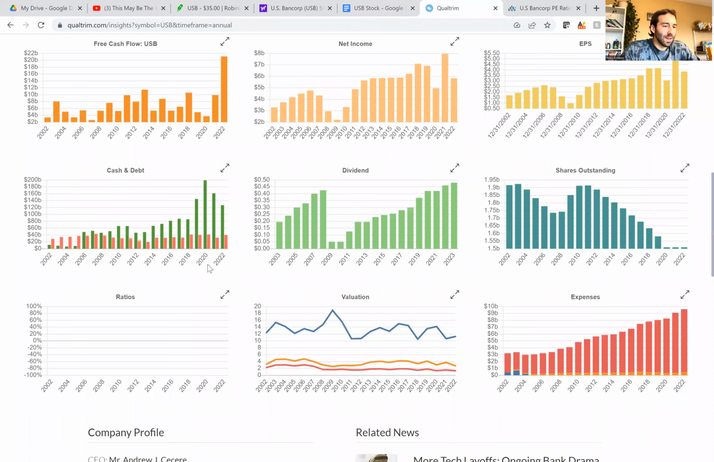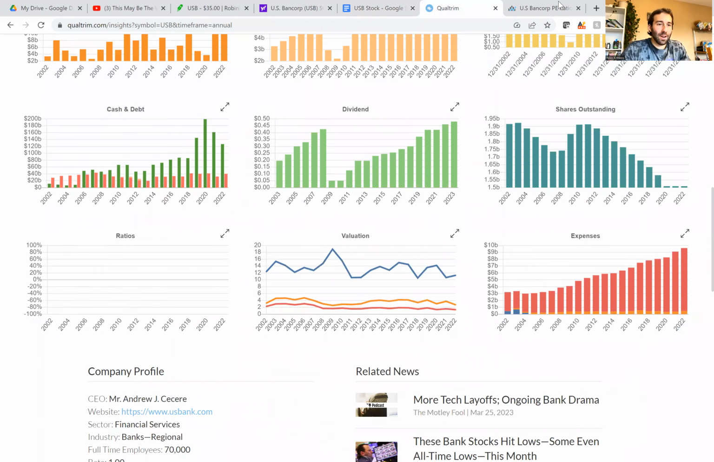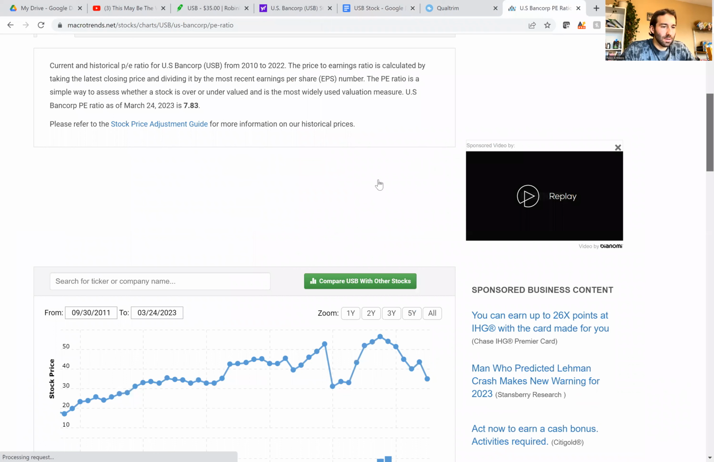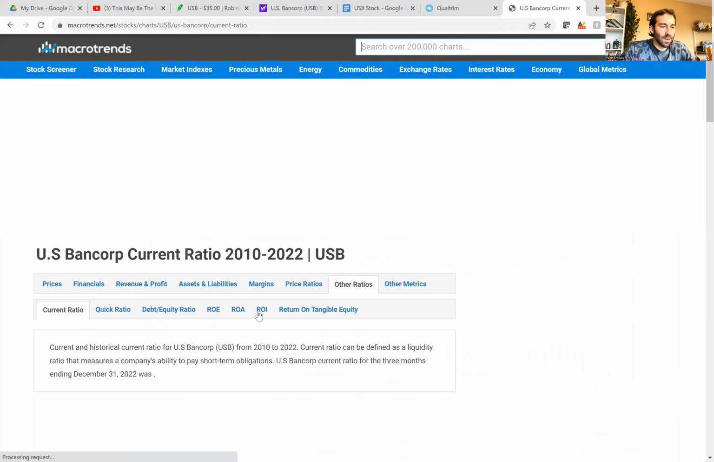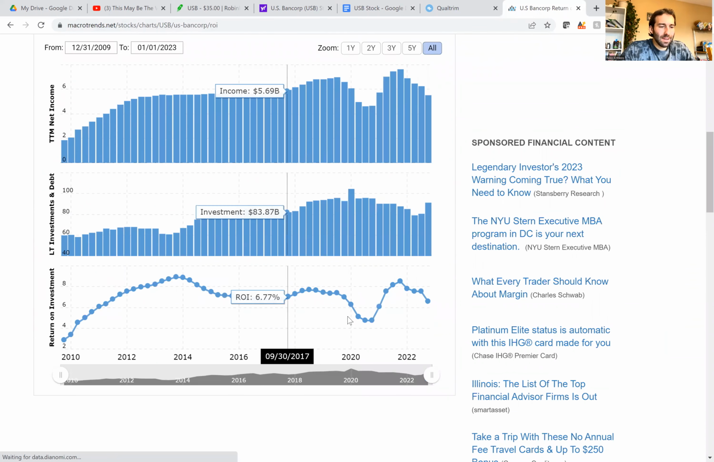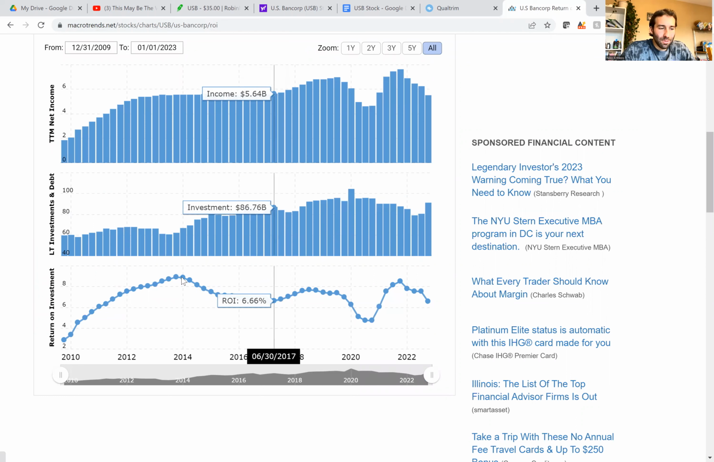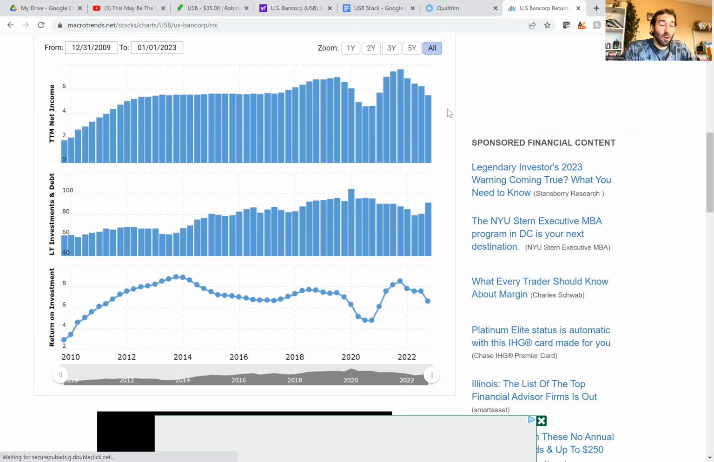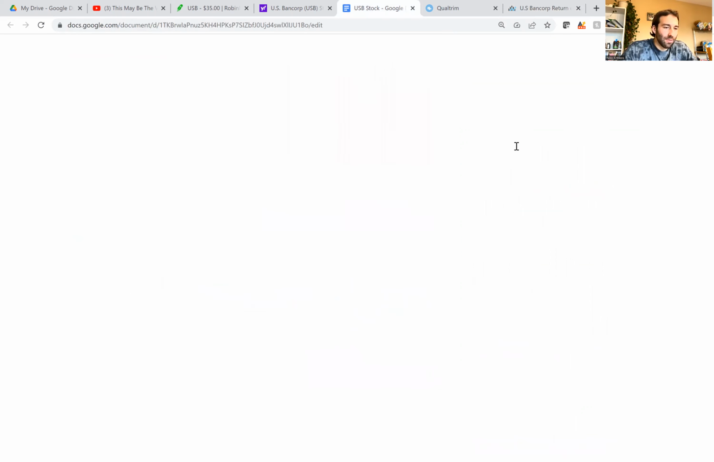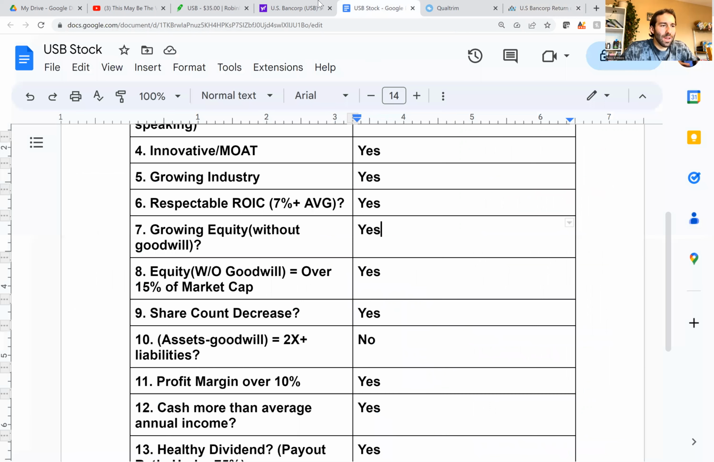If we're looking at return on invested capital, I believe this does not have it. So we are going to have to go over here and check out other ratios without some ads. And what we're going to see here is that their return on invested capital has been, I believe, right around 7%. So we're looking at 6 to 9%, somewhere around there. So they've done enough years where they've hit 7%. I would not call this a strong ROI. I definitely wouldn't say that, but it's good enough for the chart. It's not like it's 2%. Growing equity, yes.